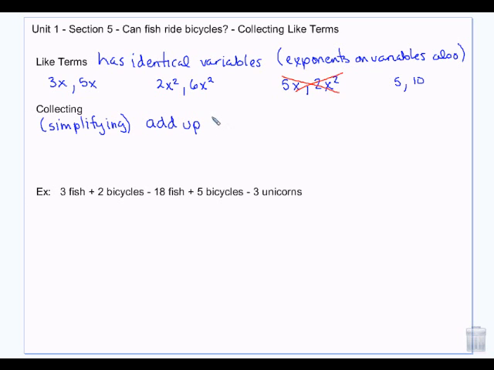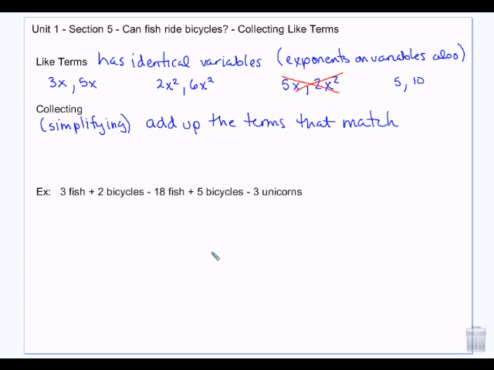Okay, so collecting like terms, this is also known as simplifying. And that's just adding up the terms that match. Okay, and you can do that without variables too. I can do it with fish and bicycles and unicorns. And that's what I call collecting like terms.